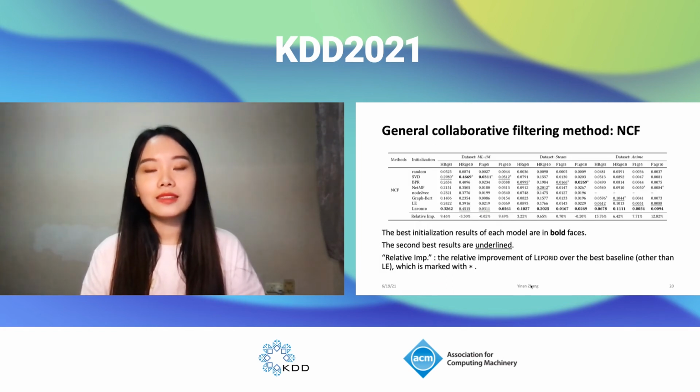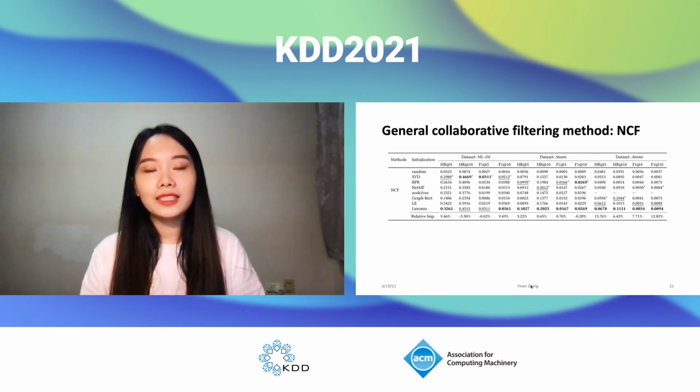We summarize the comparison of different initializations in the general collaborative filtering method, NCF. The best initialization results of each model are in boldface. The second best results are underlined. The relative improvement refers to the relative improvement of Laprid over the best baseline other than LE, which is marked with a star.